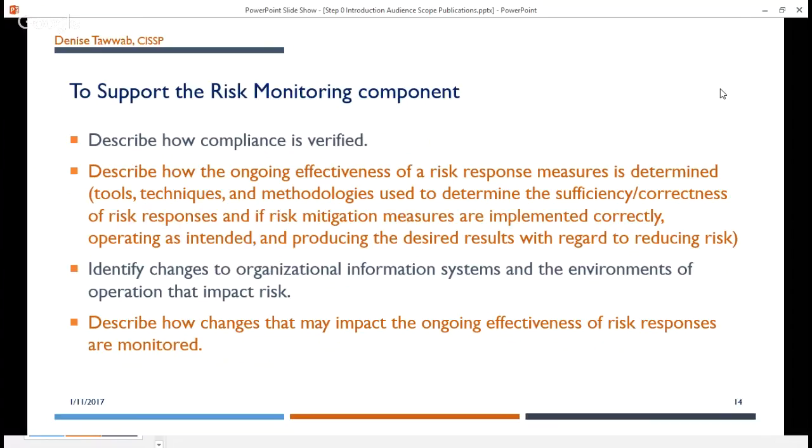Okay, to support the risk monitoring component, we want to describe how compliance is verified. If we are subject to some regulatory or legal or contractual requirements, we want to describe how we know when compliance is actually accomplished. We want to describe how the ongoing effectiveness of a risk response measure is determined. How do we know that it's effective? We want to identify changes to the systems and the environment that could impact risk. I mean, what are the events that could happen that could cause our risk levels to spike? And then we want to describe how changes that could impact the ongoing effectiveness of our risk responses are monitored.